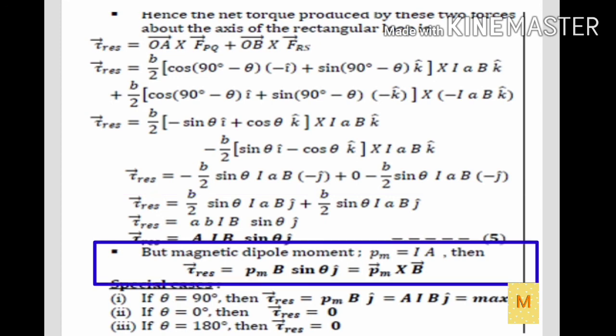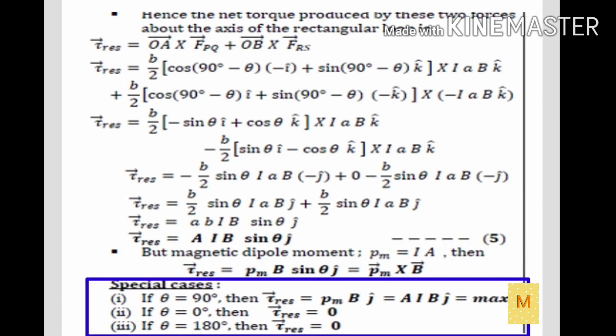We know that the magnetic dipole moment Pm is equal to what? The product of current and the area of the loop. So I into A is replaced as Pm. So that the equation becomes tau resultant vector is equal to Pm b sin theta j cap, which is equal to Pm vector cross b vector. Next, some special cases are given.